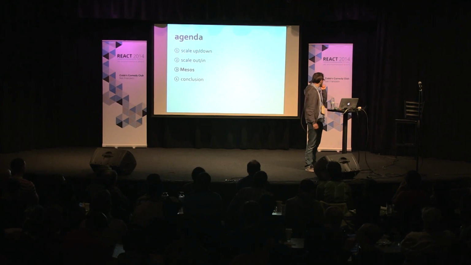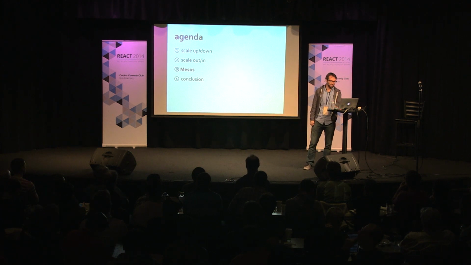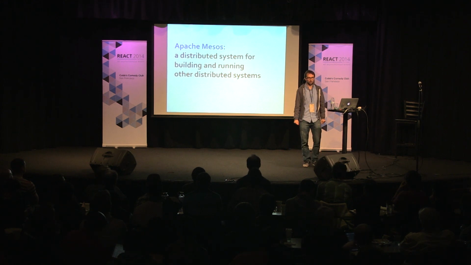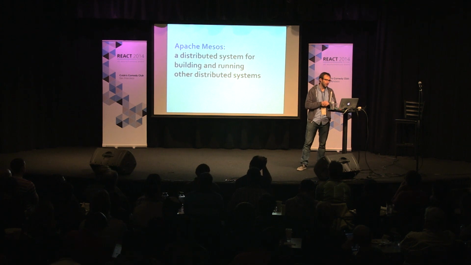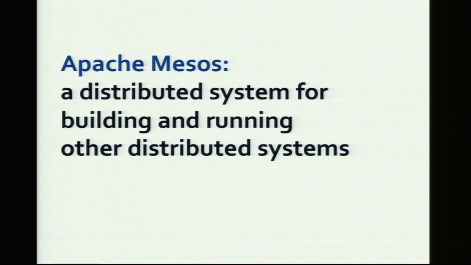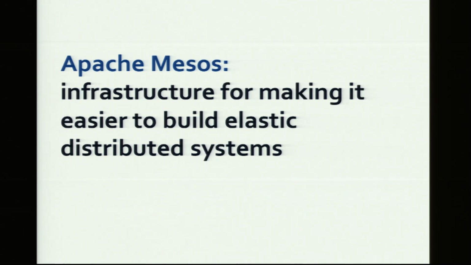So from 10,000 feet, I suppose, what Mesos is, it's really a distributed system for building and running other distributed systems. Kind of a weird way of describing it. Another way, though, is that it's infrastructure, specifically relevant for this talk, infrastructure that makes it easier to build elastic distributed systems. Okay? So what do I mean by that? Well, the way in which we built and ran most of our distributed systems in the past looks something like this.